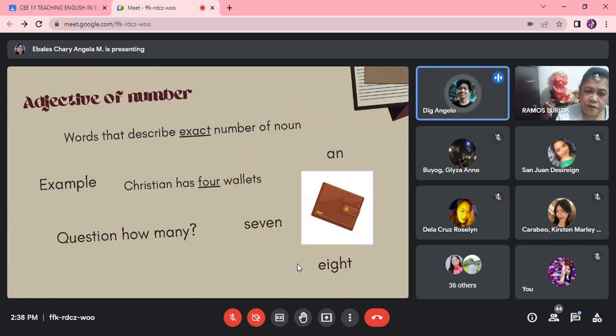Next is adjective of number. These are the words that describe the exact number of a noun. So note the words exact number. For example, Christian has 4 wallets. So here, the word 4 represents the exact number of wallets Christian has. So it generally answers the question of how many in any sentence. If he has only one apple, then it will be Christian has an apple, or any exact number that describes the noun. So always remember, whenever you have any exact number that is describing a noun or pronoun, it is an adjective of number. So let's take a look at the next one. Please next.